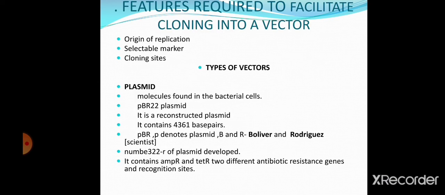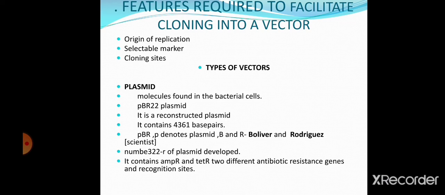Features required to facilitate cloning into a vector. What are the features required to facilitate cloning into a vector? That is origin of replication, selectable marker, cloning sites. What is origin of replication? Origin of replication is a sequence from where the replication starts.